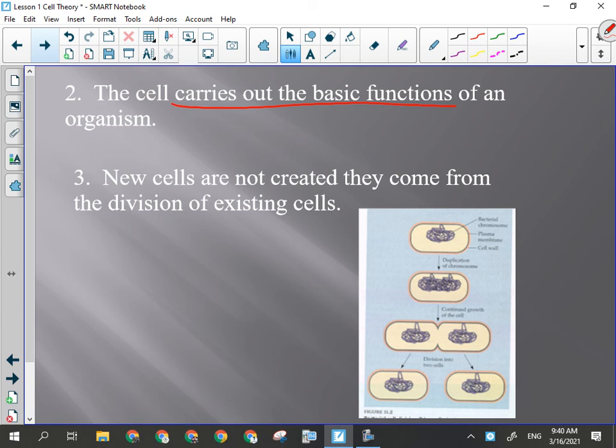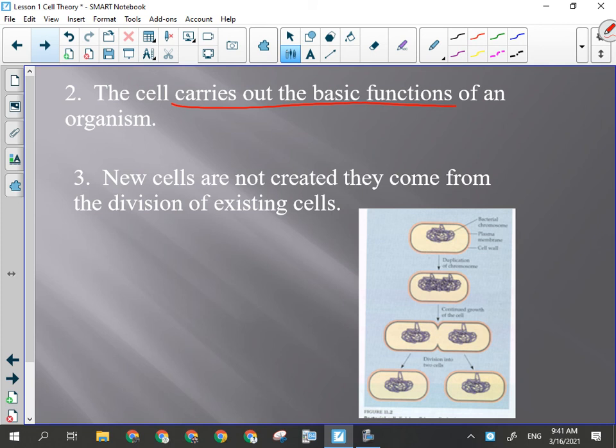Your cell will ingest food particles, sugars, fats, proteins, things like that, and you will ingest whole pieces of food that contain all of those little particles. Your digestive system just breaks them down and then delivers them to individual cells. So your cell carries out all those basic functions necessary.